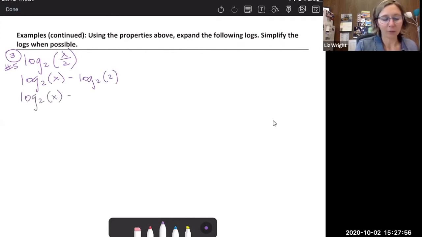Log base 2 of 2, that's using another property. That's using property number 2. And log base 2 of 2 should just give us 1 because it's asking 2 to what power gives me 2. And so that's 1. And that's our final answer.